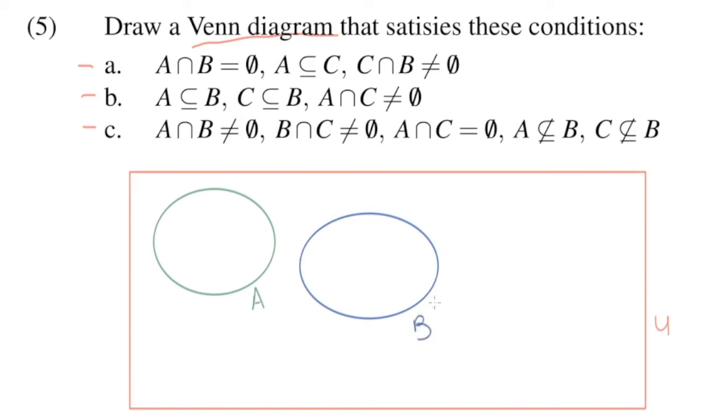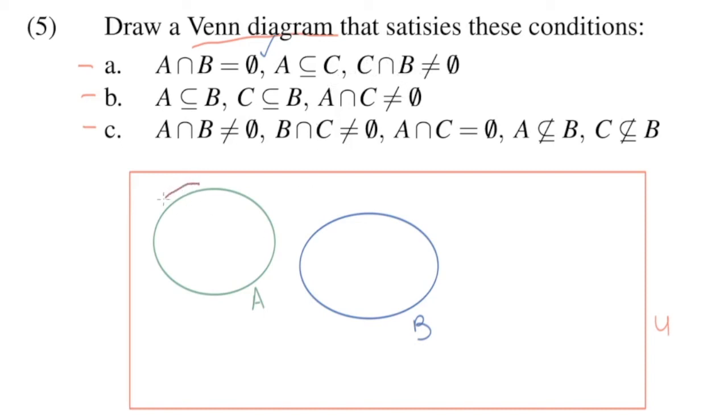So this can be B. Now the intersection is empty, so we've got that one sorted. Now, okay, the next condition. We know that A is a subset of C, and then let's look at the third condition. C intersect B is not empty. So the overlap of C and B is not empty. That means that C and B overlap a little bit. So C has to totally envelop A. A has to be totally contained within C, and then C and B have to have a non-empty intersection. So C and B have to overlap a little bit.